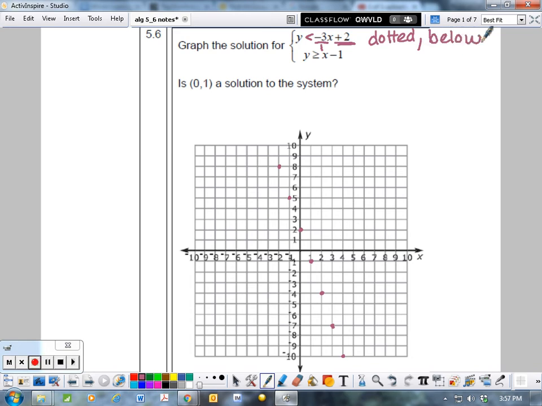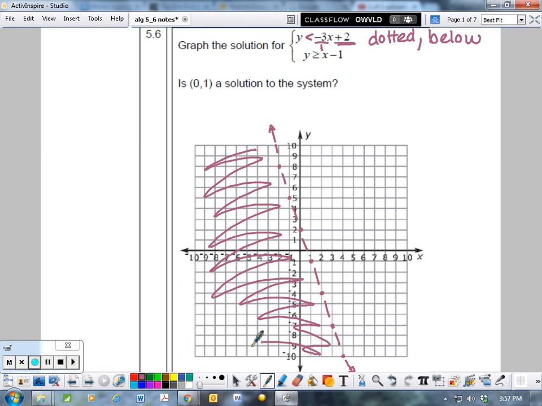So dashed line or dotted. And then I'm shading below that line. So everything below here. Now I'm just doing a rough sketch for right now because I want to talk about what happens later on. So now I'm going to grab another color. I'm going to graph the second one.